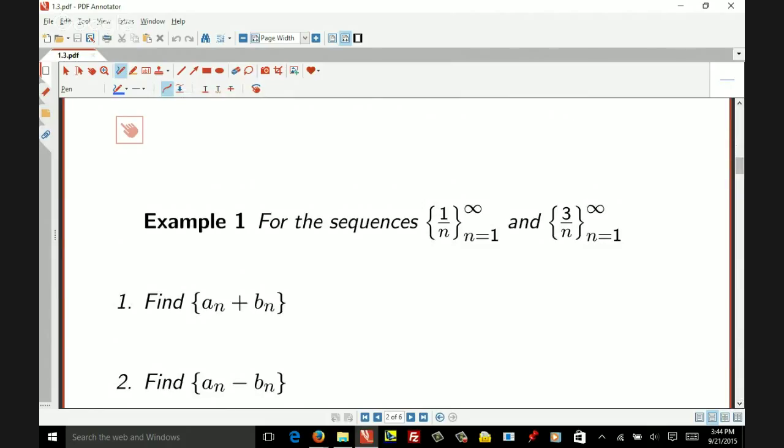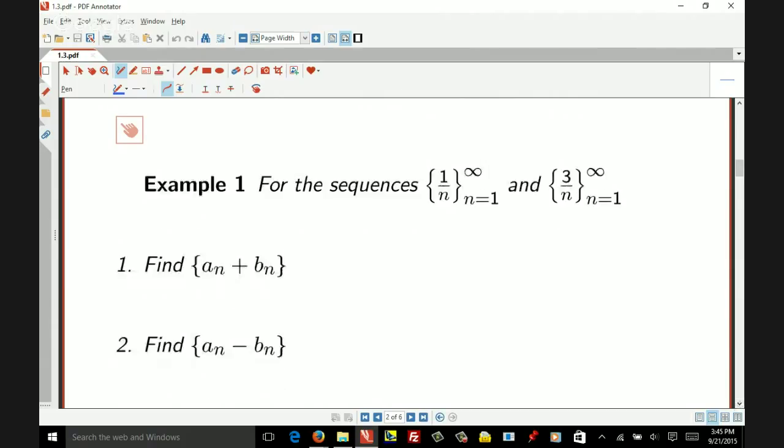Look at these sequences right here. Section 1.3 is all about adding, subtracting, multiplying, and dividing sequences. So let's add, subtract, multiply, and divide. What is an plus bn? If I want to write a formula for this, if I know an is 1 over n, this is my an, and this is my bn. What would an plus bn be? 4 over n. You're just adding them together.